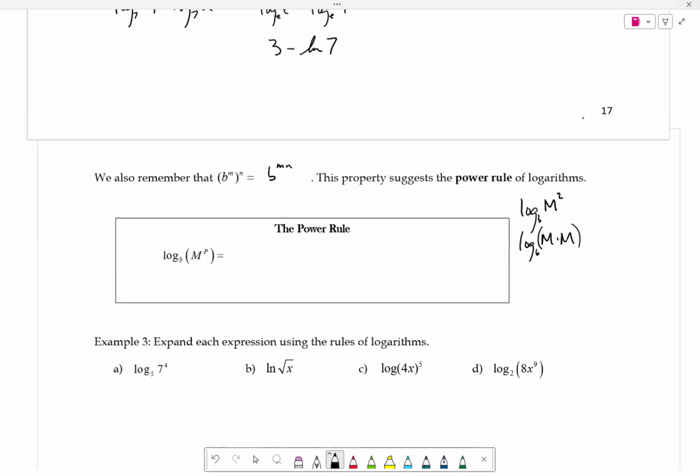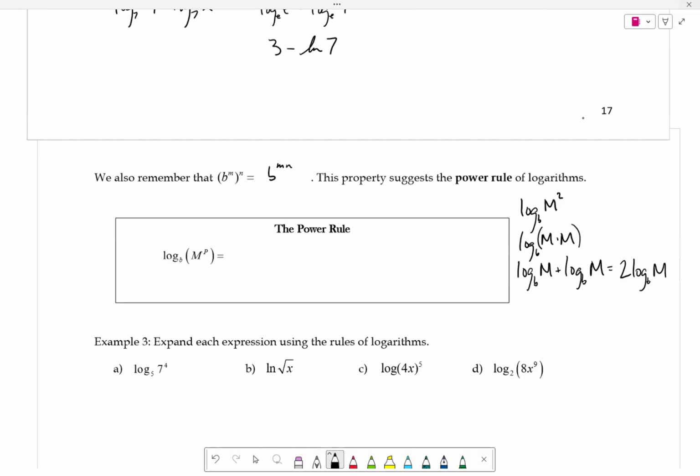The product rule. Our first one, we have m times m. So we would say log base b of m plus log base b of m is equal to 2 log base b of m. And you can imagine what would have happened if instead of squaring it, we would have been cubing it. Then the result would have been 3 times log base b of m. And if it would have been to the 5th power, 5.